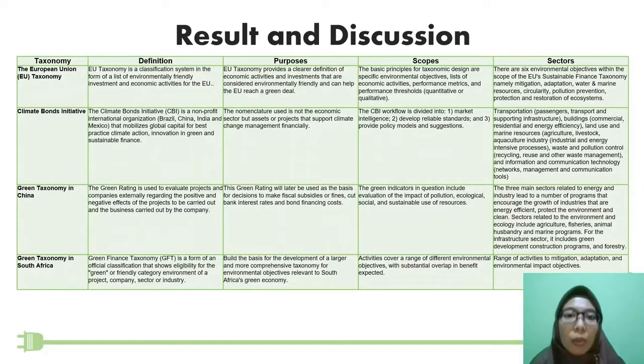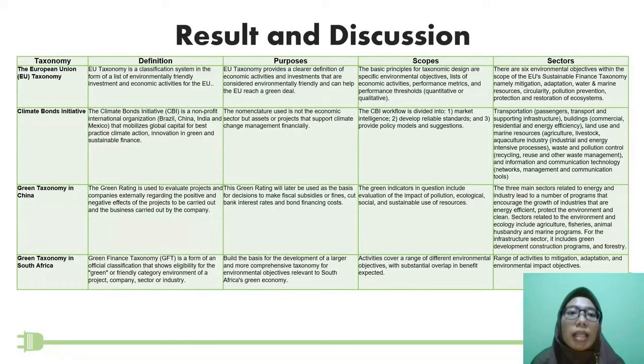The purposes the nomenclature used is not the economic sector, but assets or projects that support climate change management financially. And the CBI workflow is divided into market intelligence, develop reliable standards, and provide policy models and suggestions. And the sectors such as transportation, land use and marine resources, waste and pollution control, and information and communication technology.